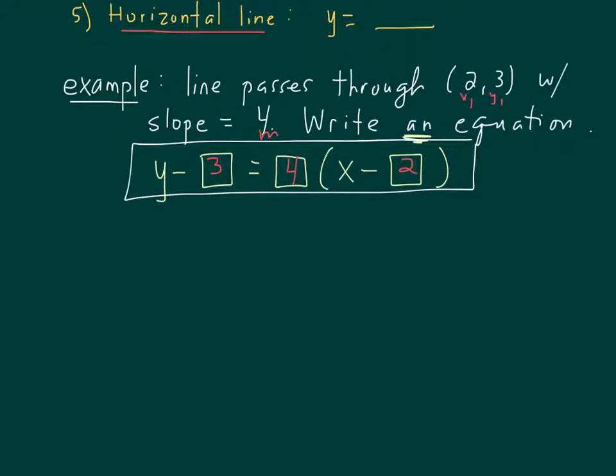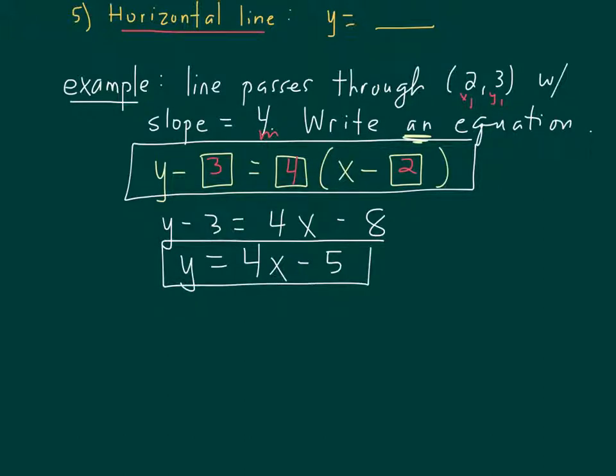But usually you're not going to see that as an answer choice. Usually you're going to have to distribute and write it in a different form. So if this were multiple choice and all of your answer choices were in y equals form, you'd have to go further with it. So if I add over that 3, we end up with y equals 4x minus 5.